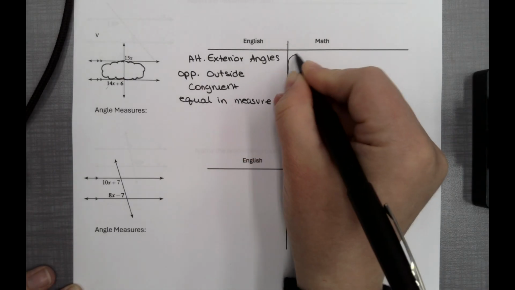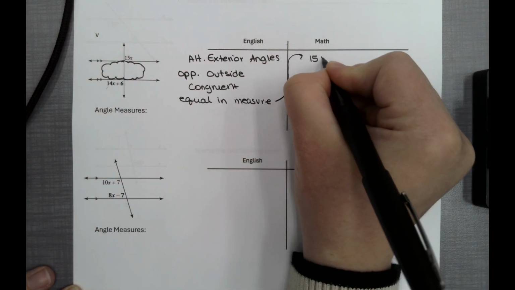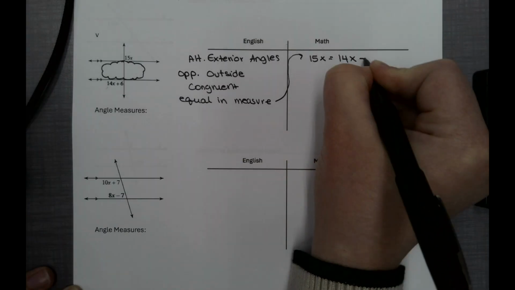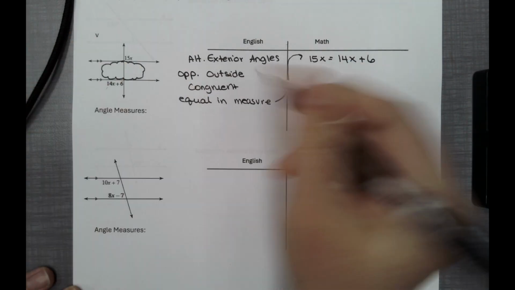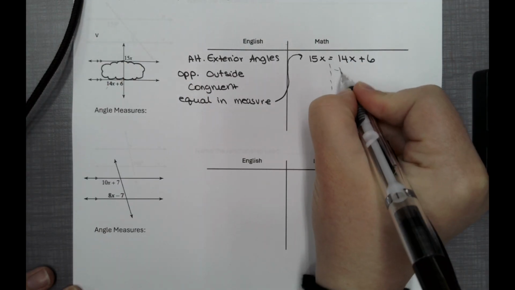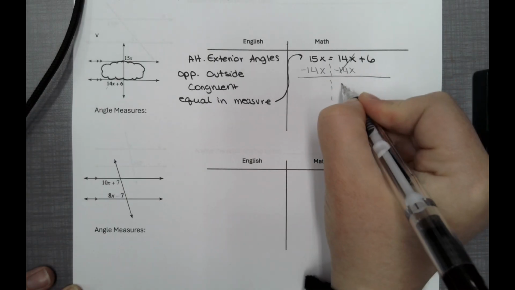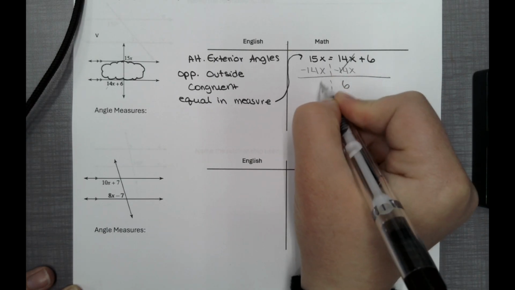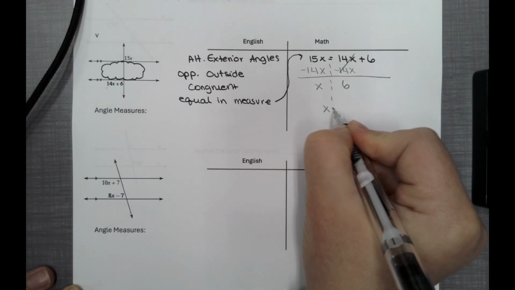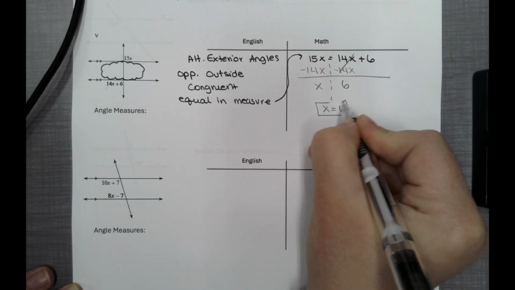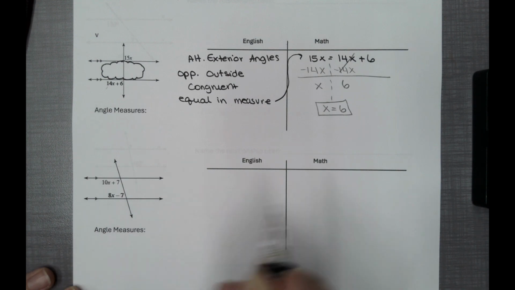Equal in measure means that our setup is going to be 15x is equal to 14x plus 6. Dotted line for balance, I'm going to subtract 14x. Bringing down the positive 6, here I have just 1x positive. And so x is equal to 6. You can put a box around it or a thinking bubble, that's fine. Understand that this is not the only answer.